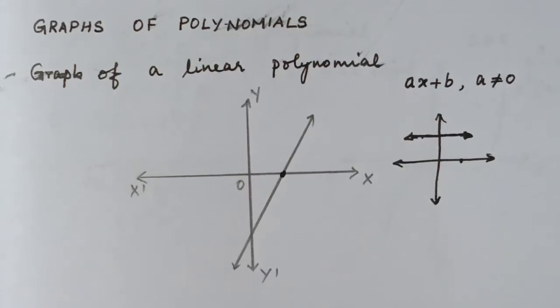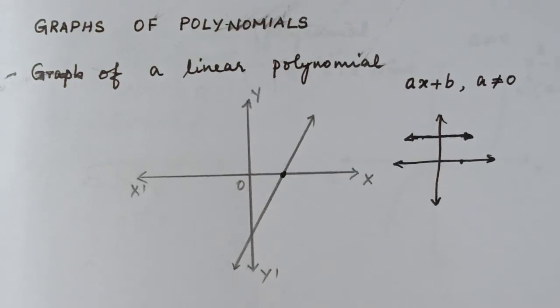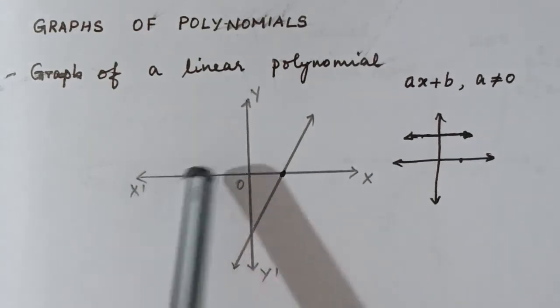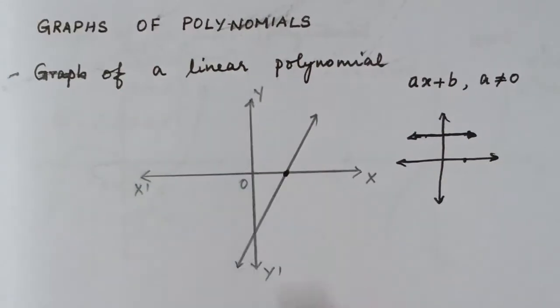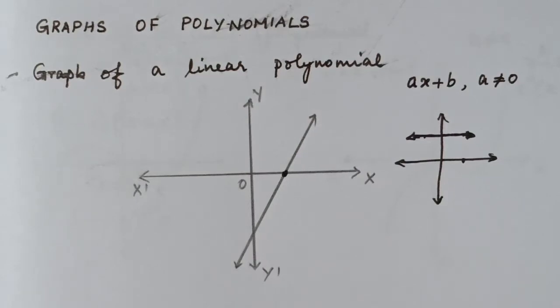Hi all, in the last video we saw an introduction to polynomials. That is, we learned what polynomials are, the degree of a polynomial, values of a polynomial and also zeros of polynomials. In this video we will see graphs of polynomials. That is, we will see the graph of a linear polynomial, a quadratic polynomial and also a cubic polynomial. So at first we will see the graph of a linear polynomial.